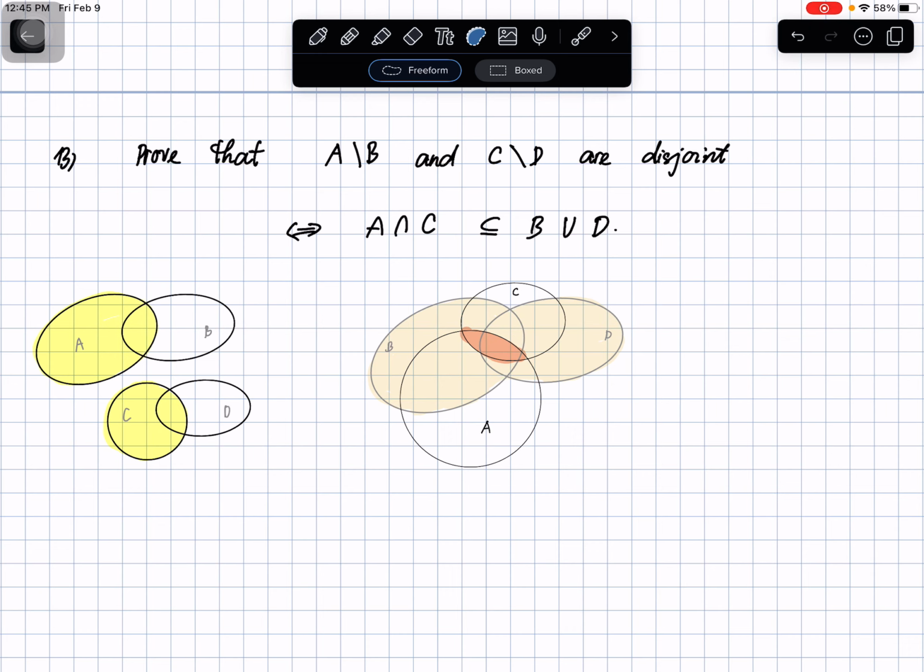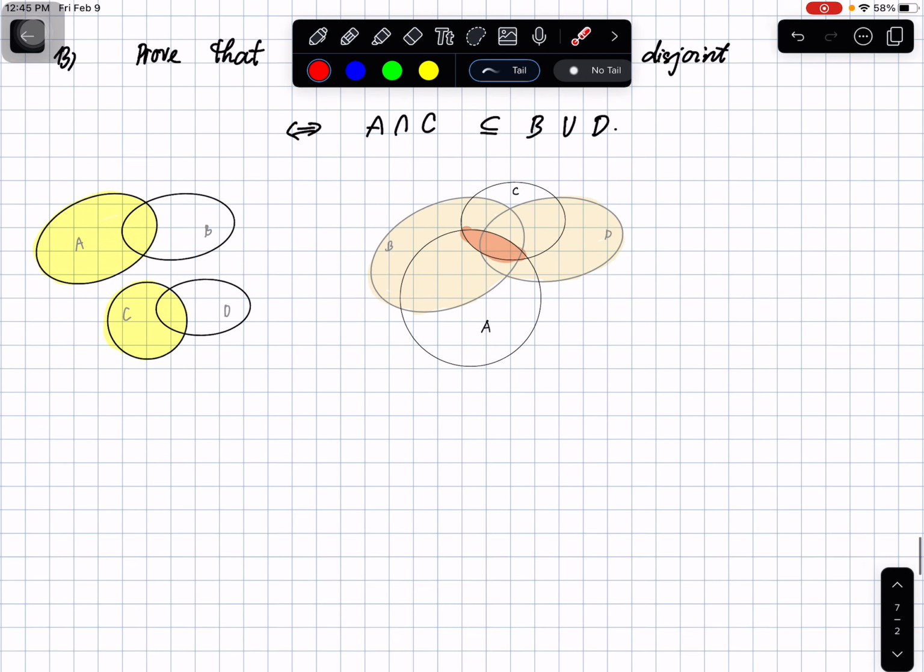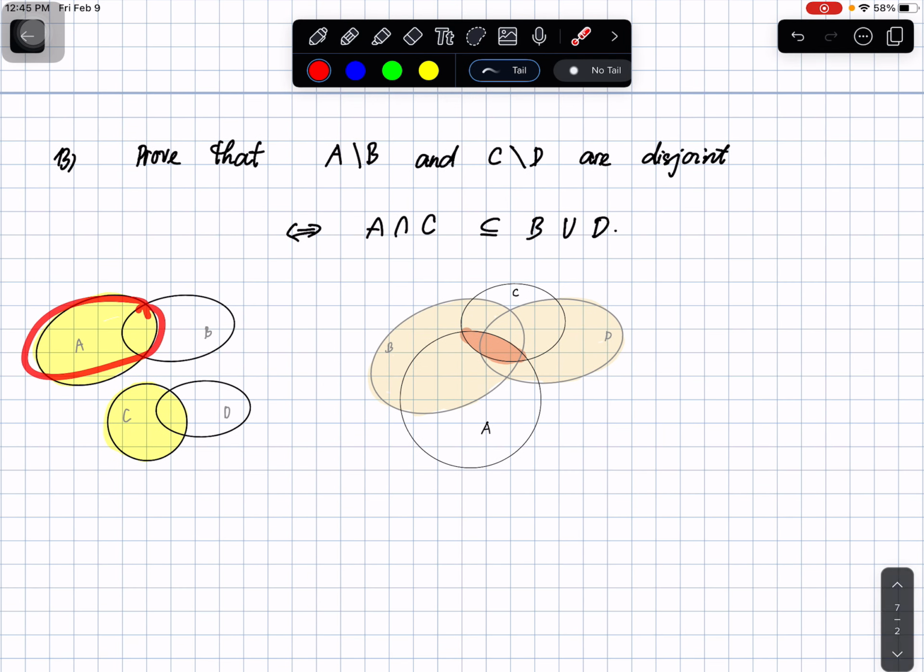Prove that A minus B and C minus D are disjoint if and only if A intersects C is a subset of B union D. I draw here two examples. A minus B is this green one. C minus D, similarly I have the same for C and D, so C minus D is this green part. So we see that the two green parts are disjoint.